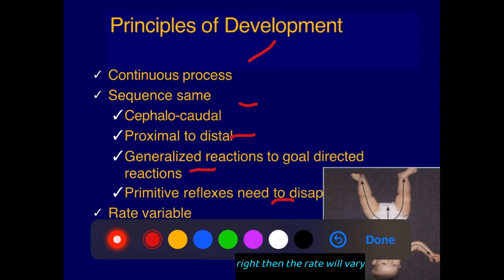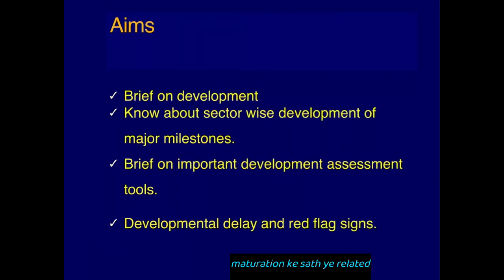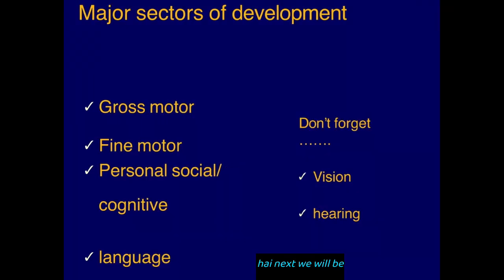Then the rate will vary according to the growth and development, and it is also related to CNS maturation. Next we'll be studying about major sectors of development, that is gross motor, fine motor, cognitive, social, then language, and also we'll be reading about vision and hearing.